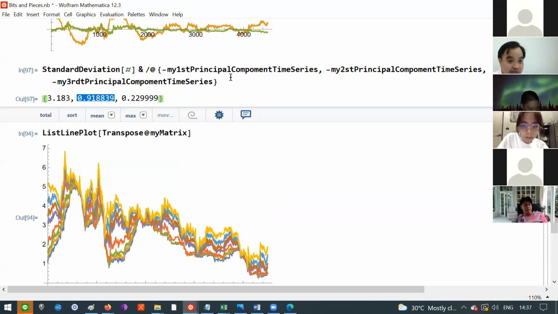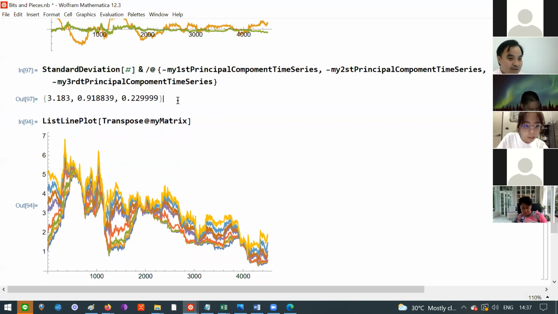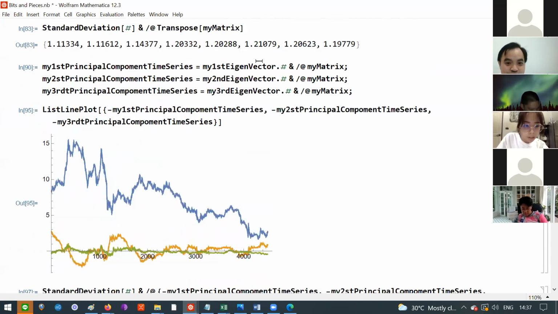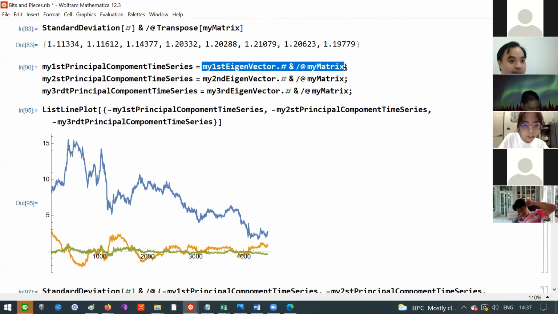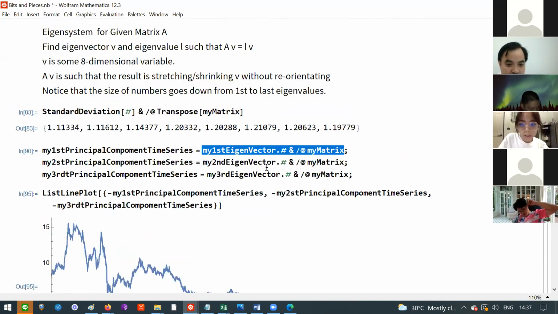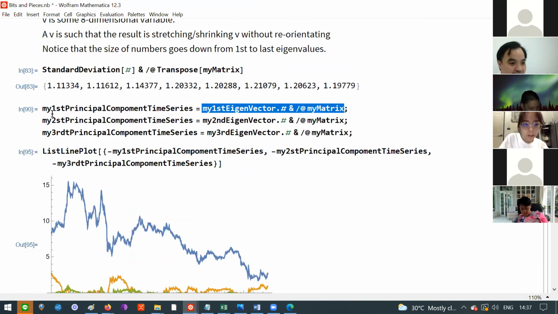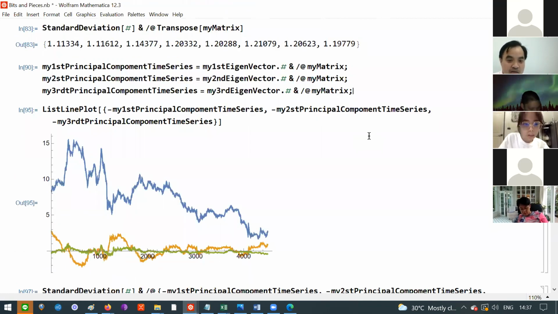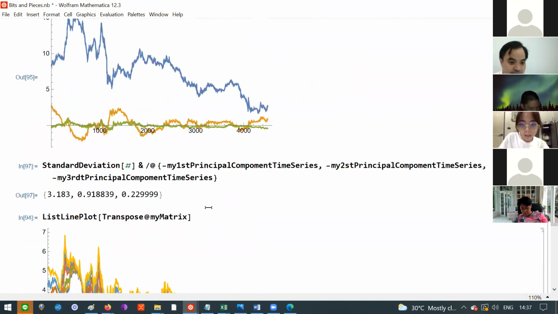In fact, if I were to do this for all of them, so my first eigenvector. So instead of taking just this, I'm going to take all. If I take my 4th, my 5th, my 6th, 7th, 8th, 9th, 10th, it's going to get much less.